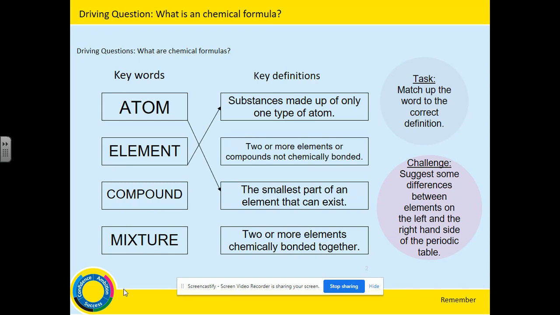Compound. What is a compound? A compound is a mixture of two or more elements that are chemically bonded together. Mixture. And a mixture is two or more elements or compounds not chemically bonded together. I hope you got all four correct. If not, please stop and pause the video, make your corrections before moving on.